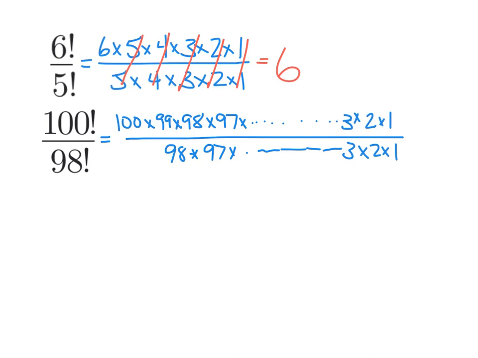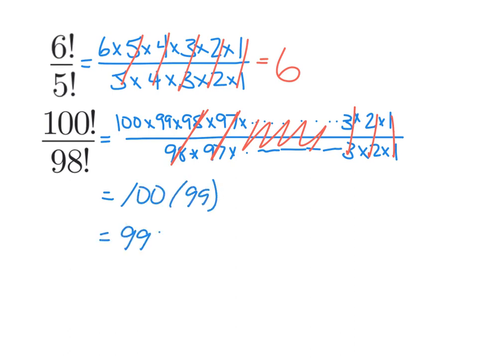And when we start to cancel from here, we recognize that I can start canceling with the 98 and the 97 and keep going all the way down until we get to cancel those 3 times 2 times 1. So the end result after canceling, like we should, is just 100 times 99, or 9,900. Very easy to do by hand, impossible to do on your graphing calculator.